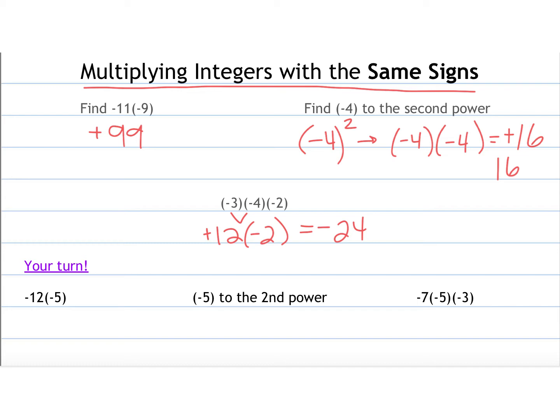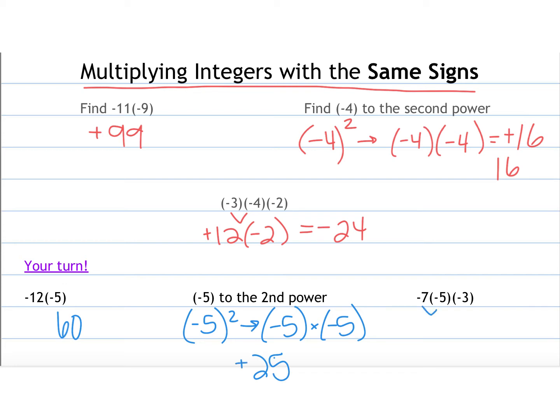So we have negative 5 times negative 12. 5 times 12, or 12 times 5 is 60, and a negative makes a positive. Negative 5 to the second power, again, that means negative 5 like this. So that means we're taking negative 5 times negative 5, not negative 5 times 2. 5 times 5 is 25, and a negative makes a positive.